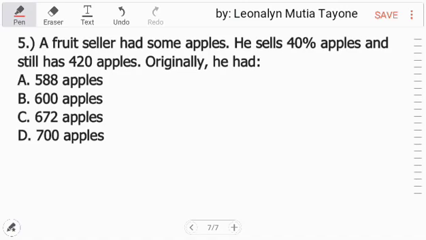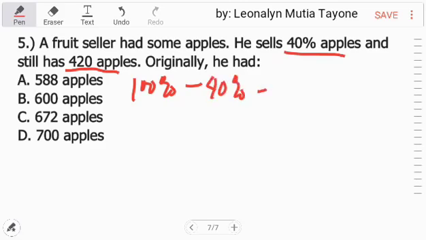Basahin muna natin. A fruit seller has some apples. He sells 40% apples and still has 420 apples. Originally, he had how many apples? In other words, ang kabuuhan ay 100%. Minus, he sells 40%. So, minus 40% equals 60%. Meaning, itong 420 apples, ito yung 60% sa kabuuan.